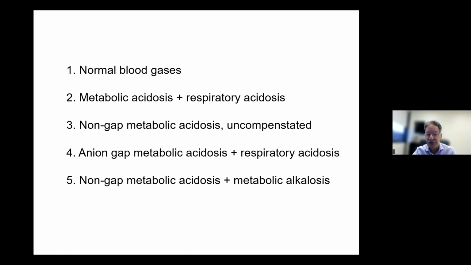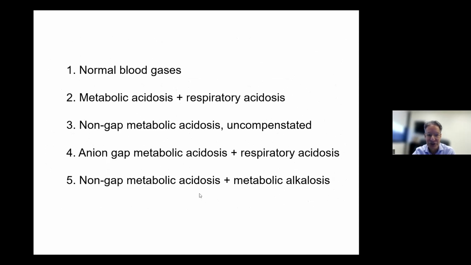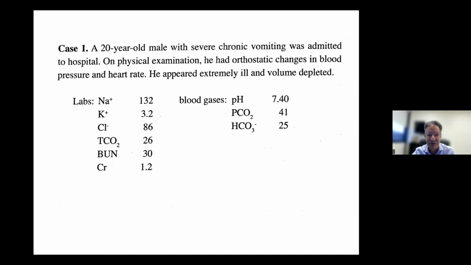So this is a trick question for a number of reasons, because none of these answers are correct. So first of all, there's an elevated anion gap, right? So the anion gap here is 86 plus 26 is 112. That's 20. The anion gap's elevated. The only answer with an anion gap metabolic acidosis is with a respiratory acidosis. And that certainly wouldn't give you numbers that end up being normal. You couldn't have a PCO2 of 41 and a bicarb at 25.